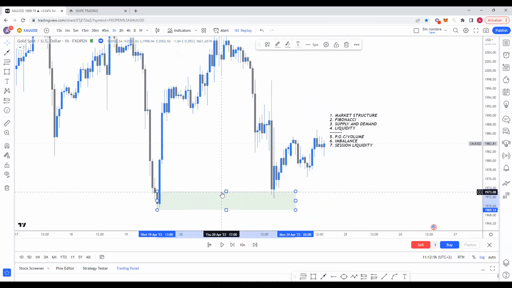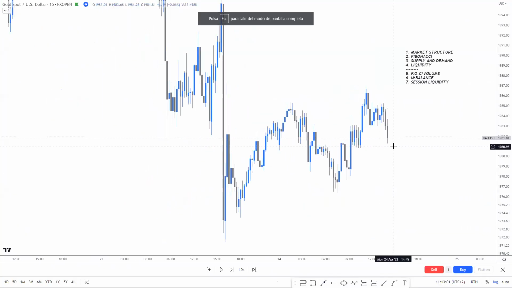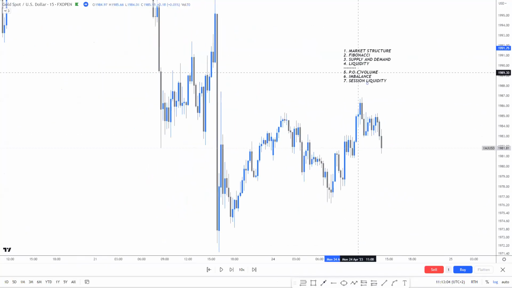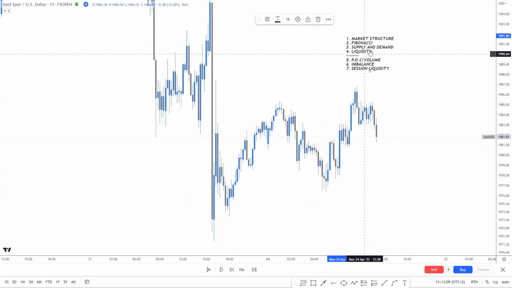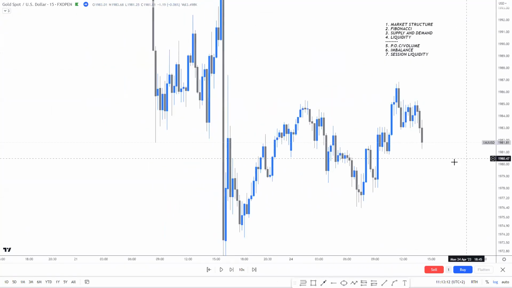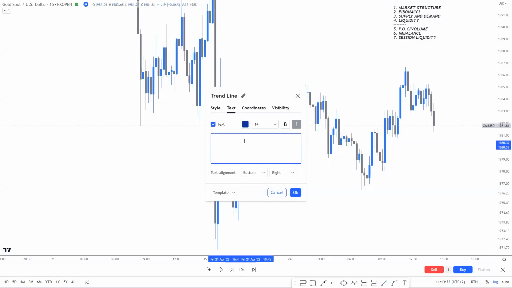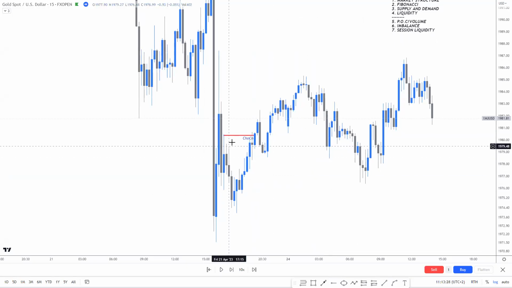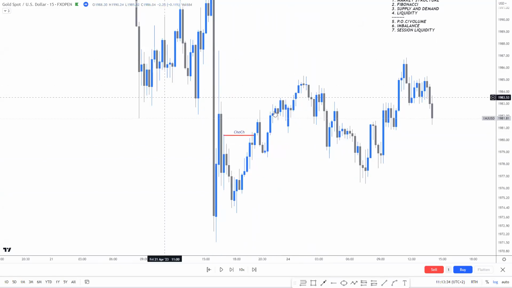So that's the 1 hour, price is holding onto the 1 hour demand zone. Now we just skip directly onto the 15-minute and look for the confluences like always, very straightforward. First of all, market structure. You can't see it too clearly, but price right here did a change of character.